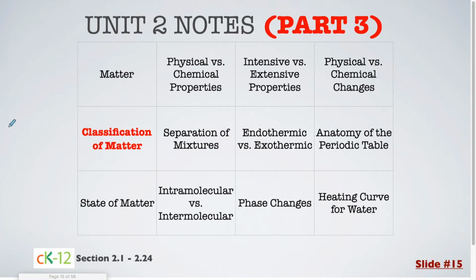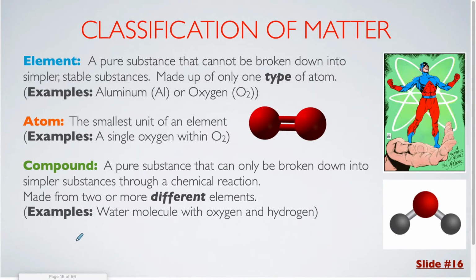In Part 3 of the Unit 2 notes, we will be covering classification of matter. An element is a pure substance that cannot be broken down into simpler, stable substances. They are made up of only one type of atom. Notice here we have bolded type.